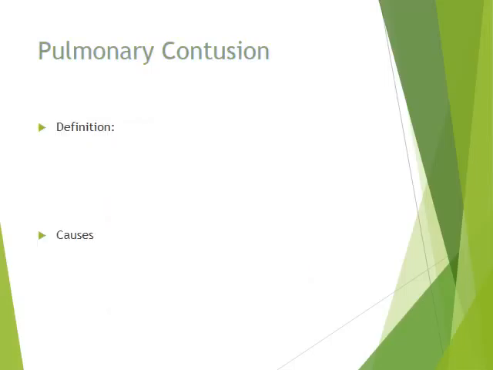So pulmonary contusion is defined as a bruise to the lung tissue, and then you can think in your head what causes pulmonary contusions. Would it be a blunt force trauma or a penetrating trauma?